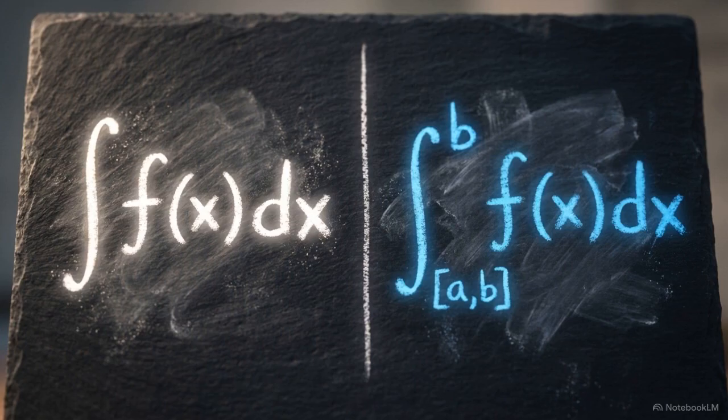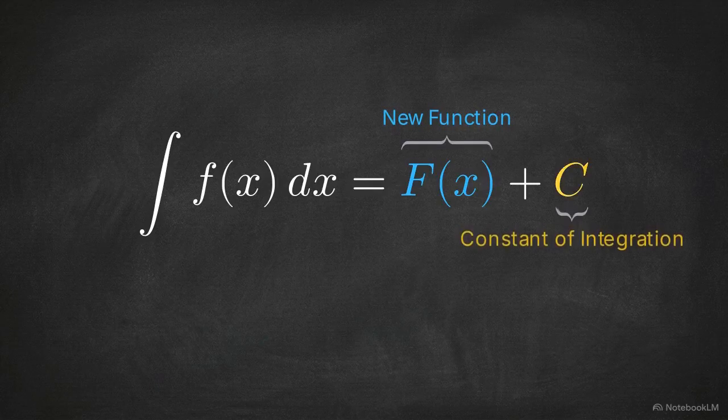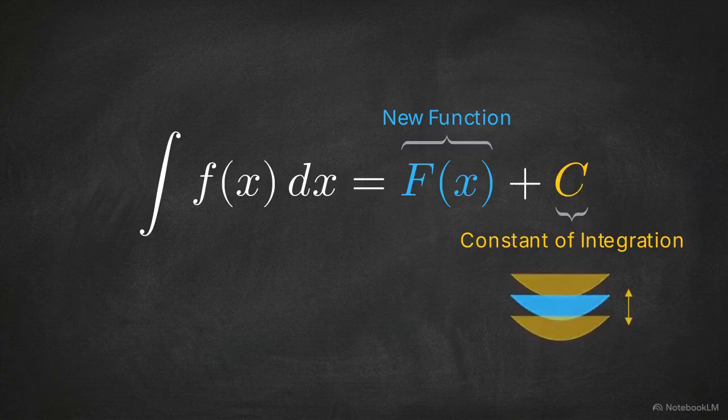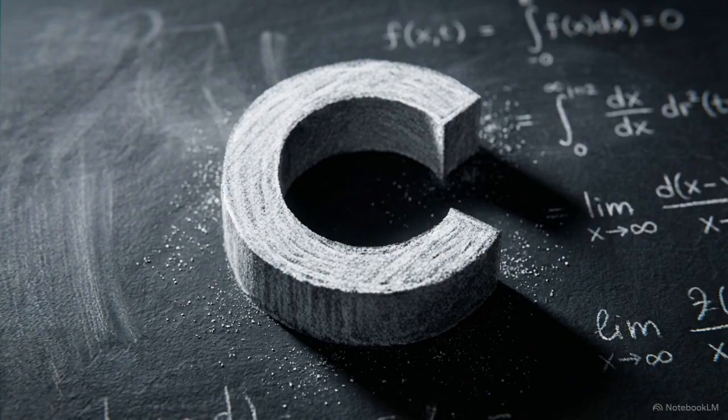Integrals are applied in two distinct ways, starting with the generalized state of a system. This is an indefinite integral. As the formula shows, the output is not a static number, but a new function, capital F of x, plus a constant, c. This c is the constant of integration. C represents initial state information that was wiped out during differentiation. Since any constant has a derivative of 0, we add c to account for that unknown starting value.